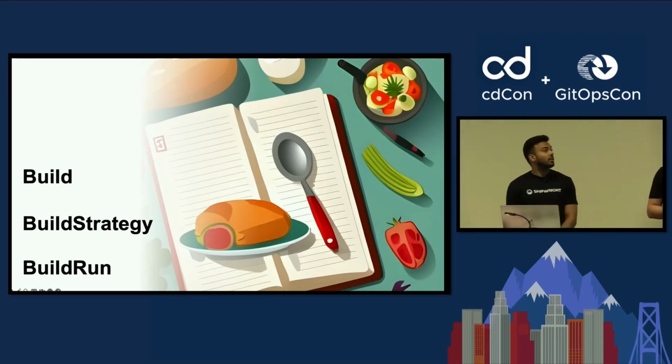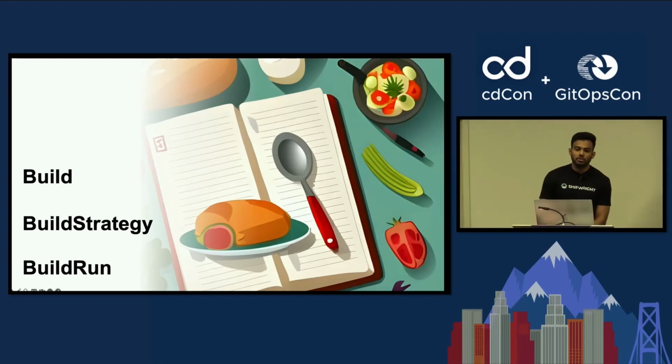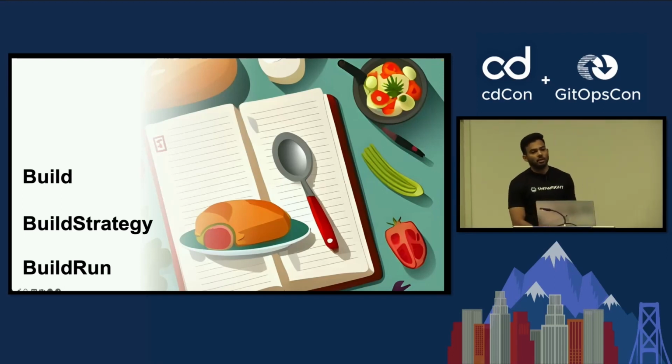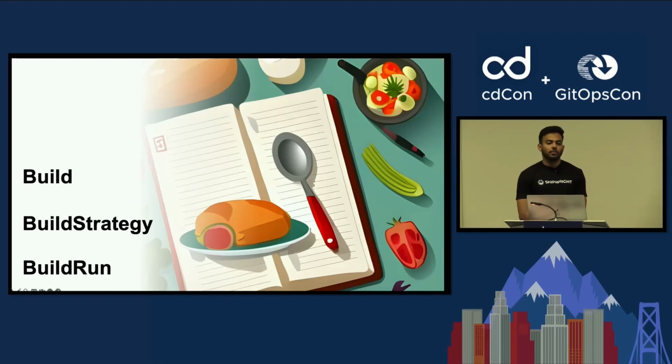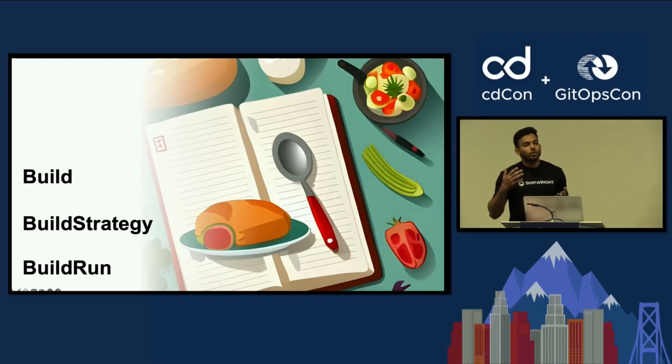So yeah, in Shipwright there are a few core concepts which we would like to explain first. These are builds, build strategies, and build runs. A build is what you want us to build for you. Here you can specify where we can get the source code from, or you can also provide the source code from your local machine.